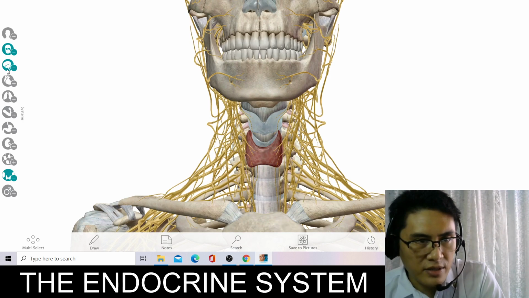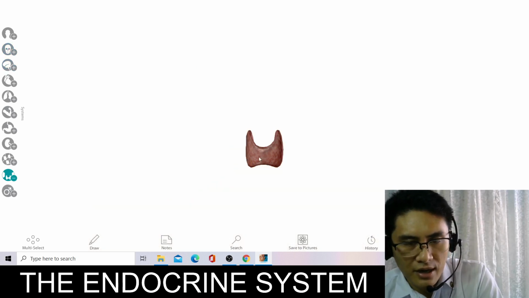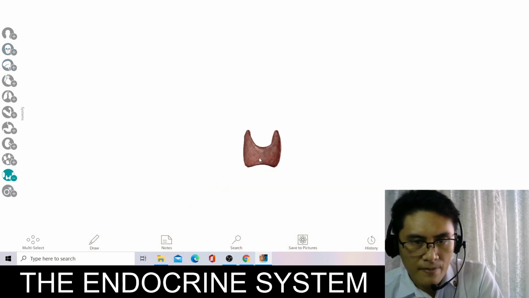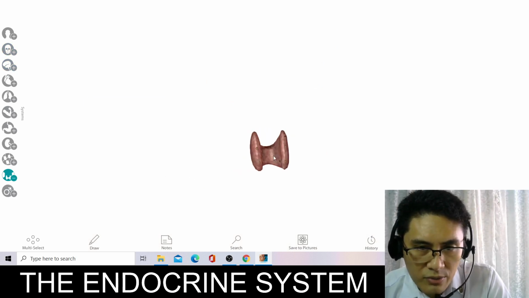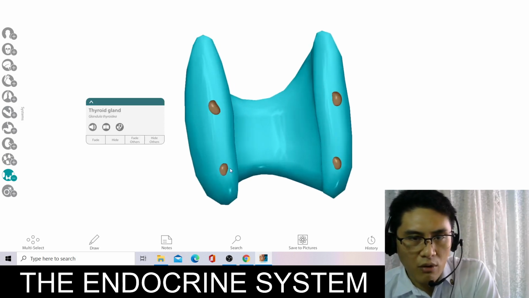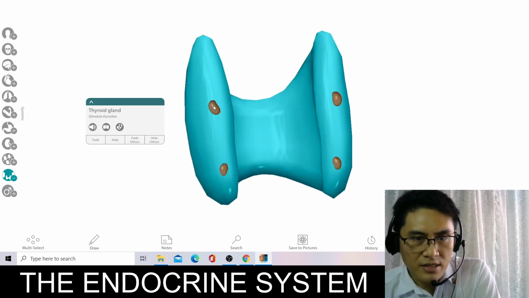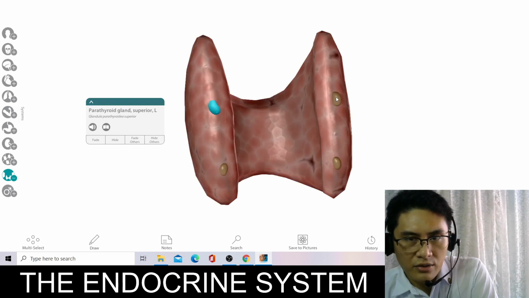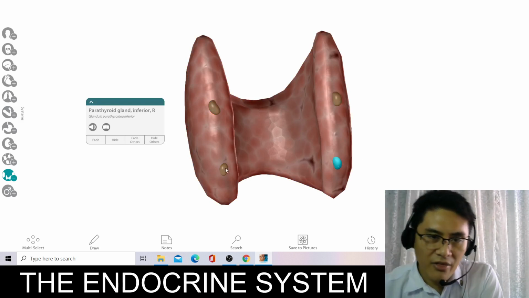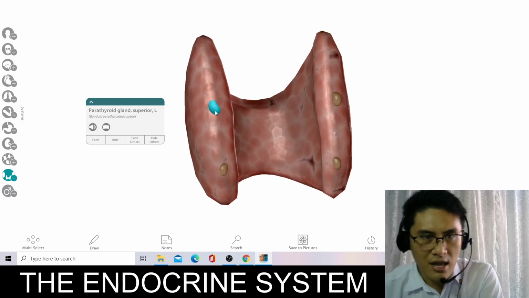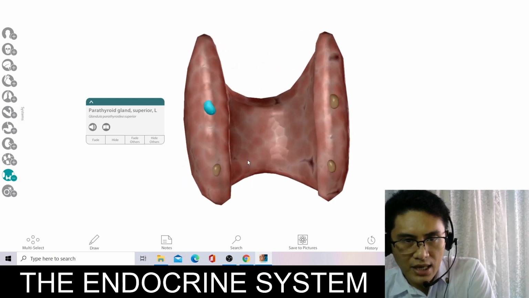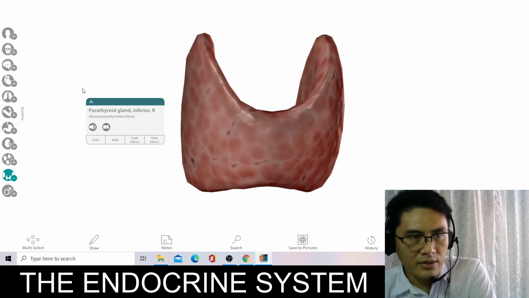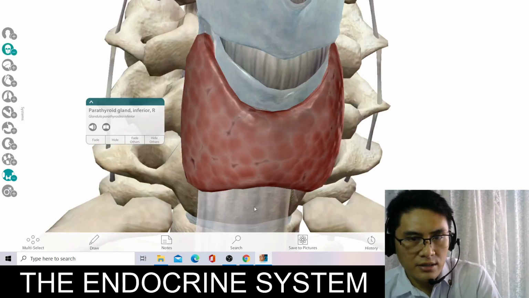If we remove all the other stuff so that we can only see the thyroid gland, again, it looks like a butterfly structure. If we look at the back of the thyroid gland and zoom in on it, you have these four little structures. These four little structures are collectively known as the parathyroid glands. So there are four glands at the back of the thyroid gland, and they are called the parathyroid glands. Let's bring the other systems back.